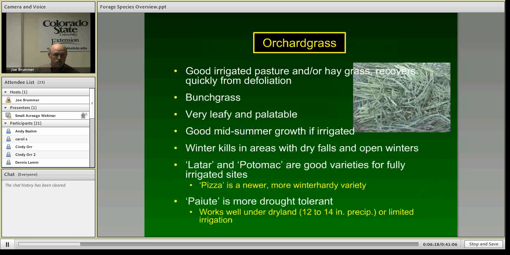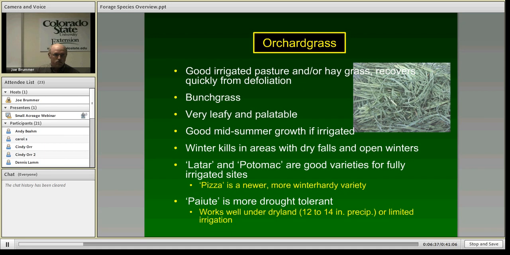So the first species that we're going to talk about today is orchard grass. Worldwide, it is one of the most common, prevalent, irrigated or pasture-type grasses out there. It's a very dual-purpose type of species. You can use it for pasture as well as hay production.